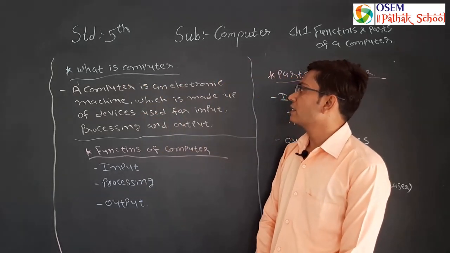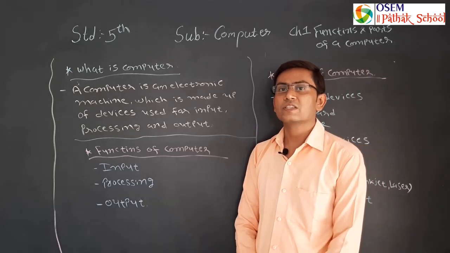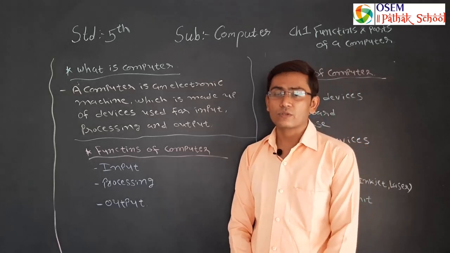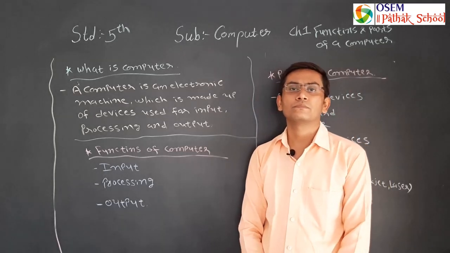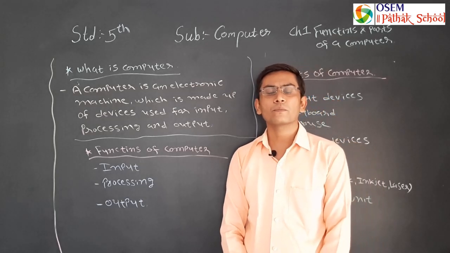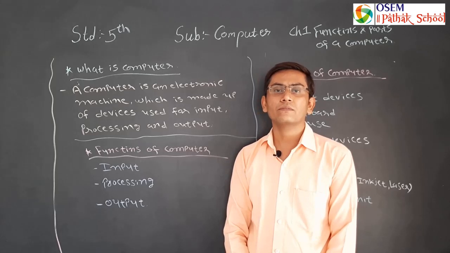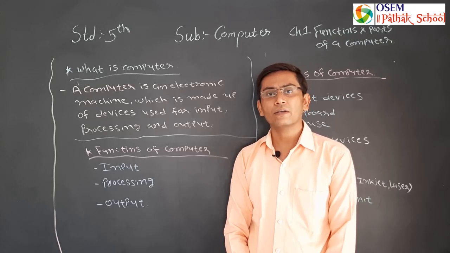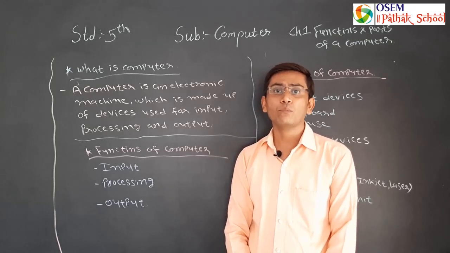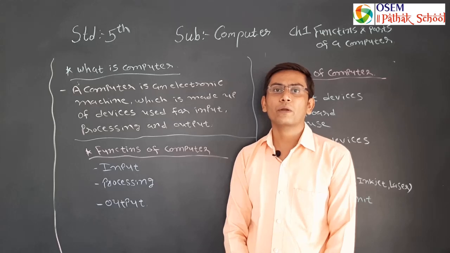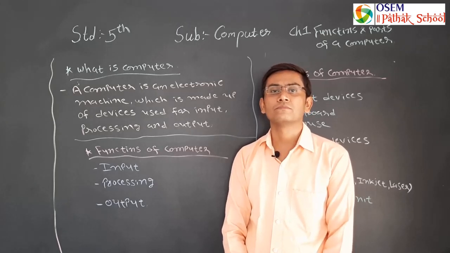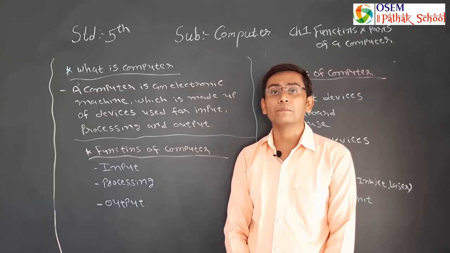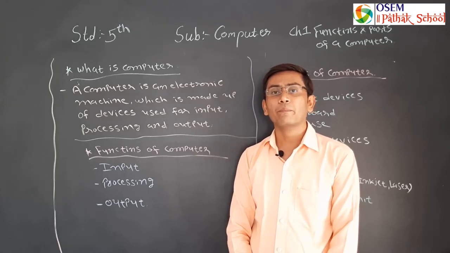A computer is an electronic machine which is made of different parts used for input, processing and output. Computers can be used for typing, drawing, listening to music, playing video games and even for watching cartoon films and movies. Computer makes our work very easy. It does not get tired even if it works for a long time. It can remember many things.